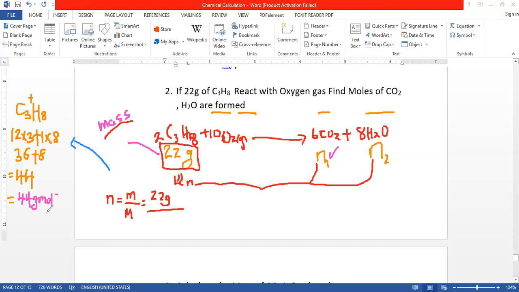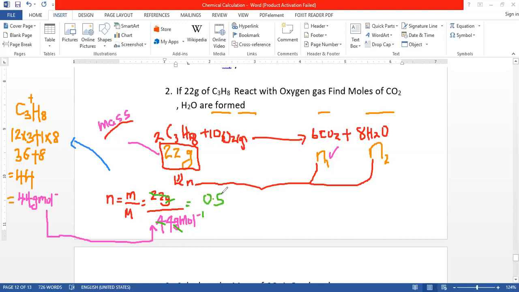So from this, I am bringing this smaller mass here now. If I use this 44 gram mole minus 1, you can cut gram and gram. And the mole minus 1, if it moves above, that will be 22 over 44. What's the answer? 0.5 mole.